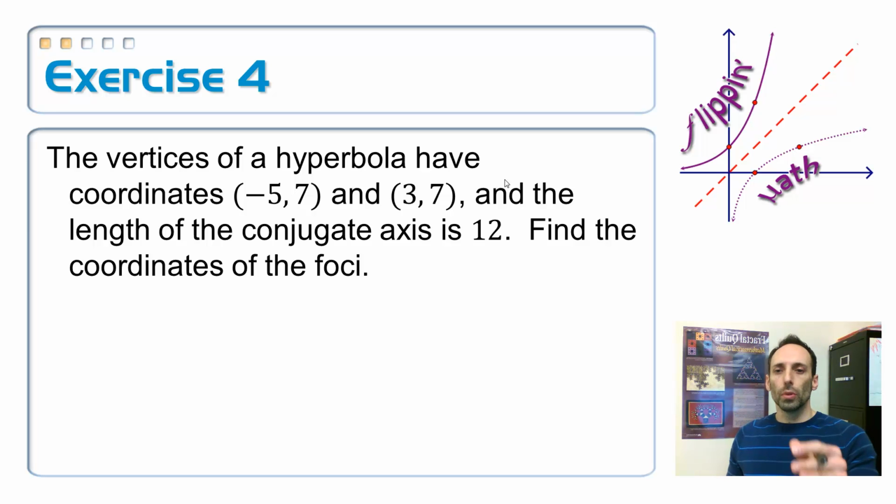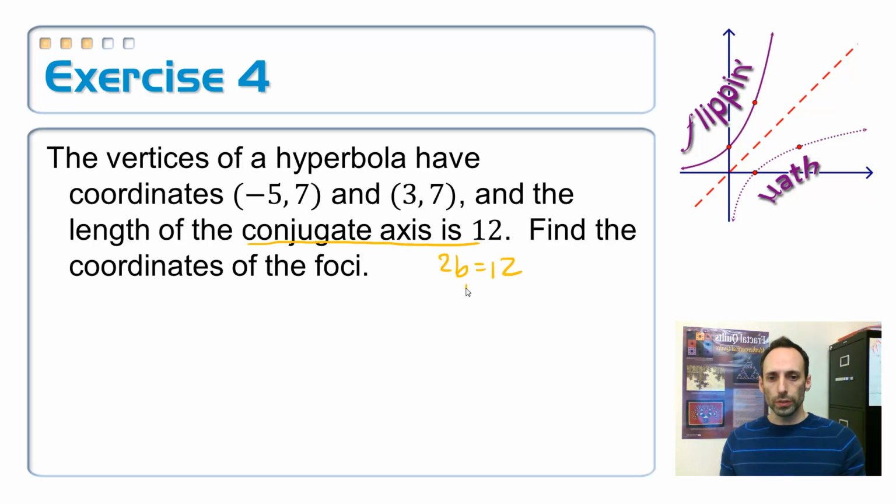Okay, so now going back to that previous question, I threw in an extra piece of information, and that was that the conjugate axis is 12. The conjugate axis has to do with 2b, so 2b is equal to 12, and b has to be equal to 6. So I've got my b value. My a value, I think I found that before. Let's see. I've got my center point, which was at (-1, 7), and the length between the vertices was 8. So 8 equals 2a, so a is equal to 4.